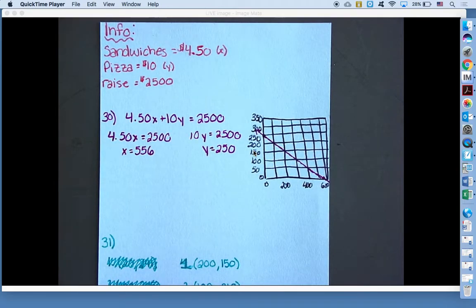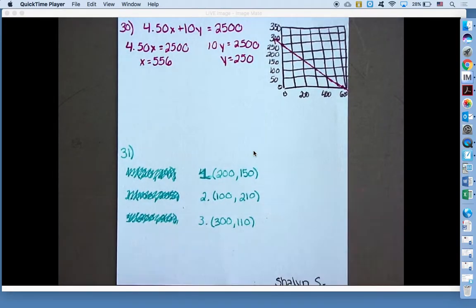Okay, so I started off by writing out all the information you knew. Sandwiches are $4.50, pizza's $10, and they want to raise $2,500. So then I made my equation: 4.5x plus 10y equals 2,500, and then I separated them out, and I got my x-intercept to be 556 and my y to be 250.